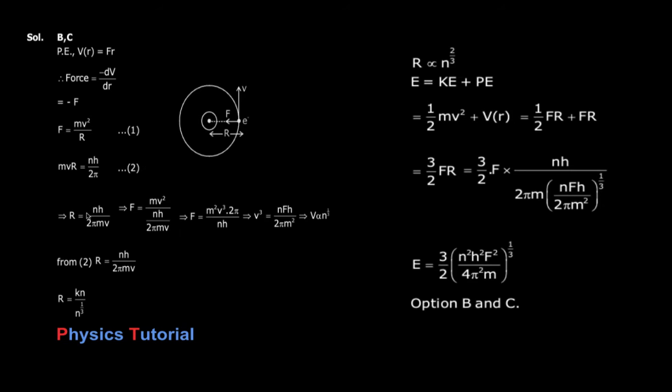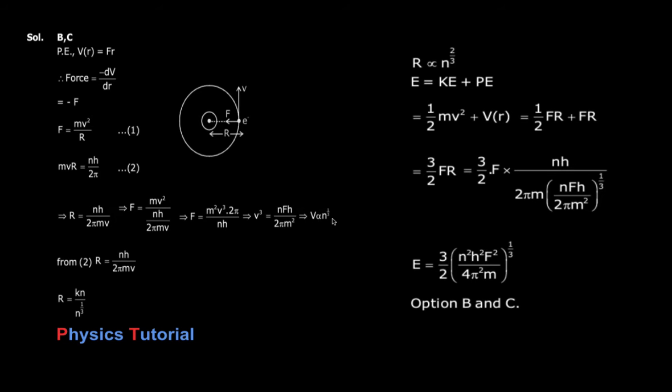So from 1 and 2 you get the value of R. So capital R is equal to nh upon 2 pi mv. And now solve this V in terms of n. So R is equal to nh upon 2 pi mv. Now substitute this capital R in equation 1. You will get mv square by R, for this R in denominator, that is nh upon 2 pi mv. Now solving this, we get v cube is equal to nhF upon 2 pi m square.